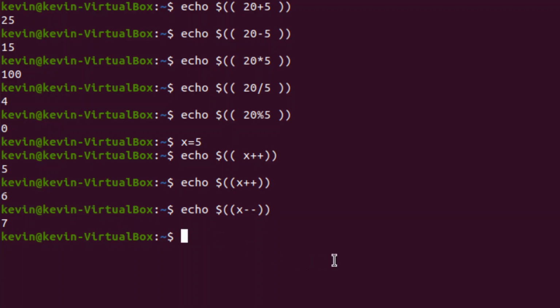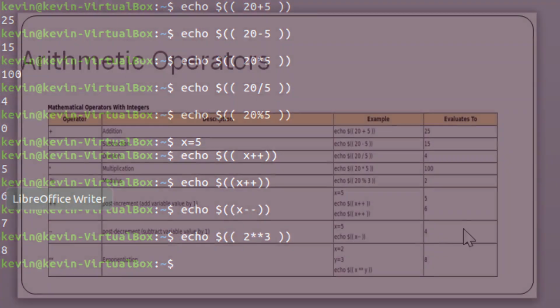Well, let's look at the exponentiation one, so the exponent one. So we can do 2 star star 3. 2 to the third, which is 8. Okay, so that's how you do arithmetic, which can be very useful, but make sure you're encapsulating it with a dollar sign and double parentheses.